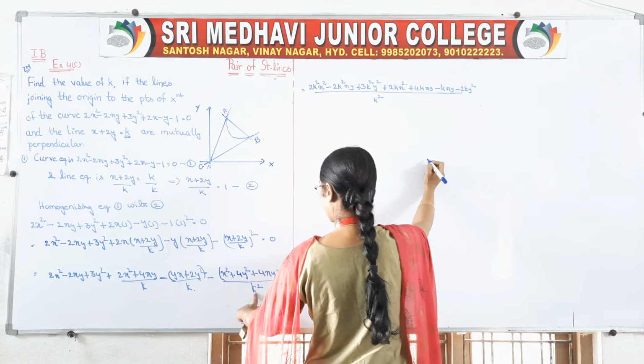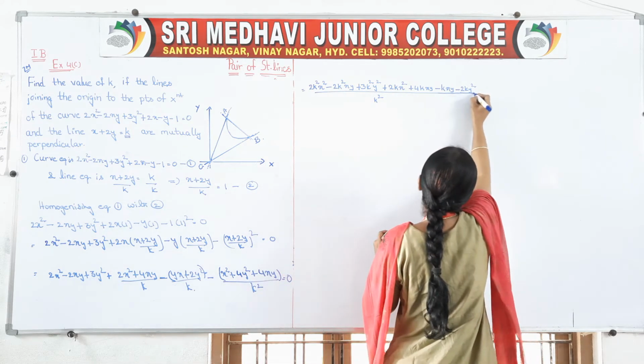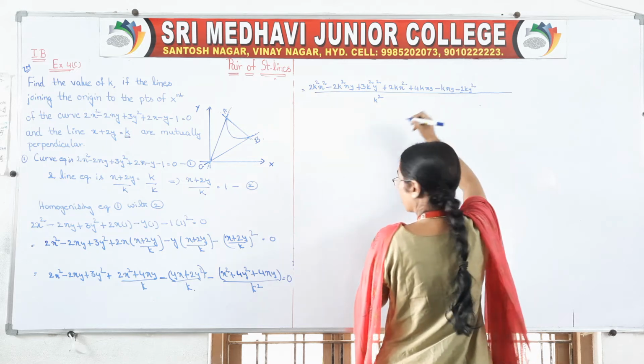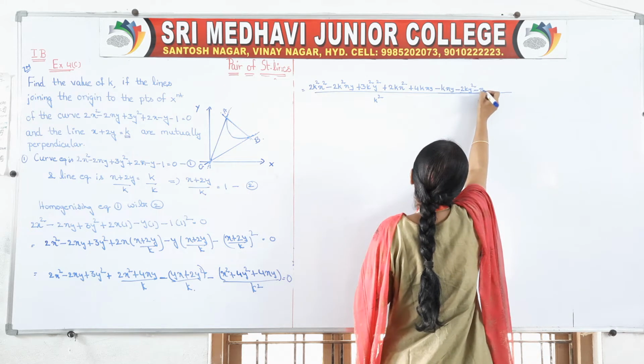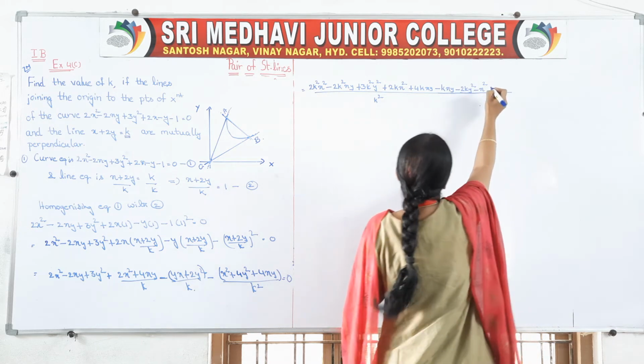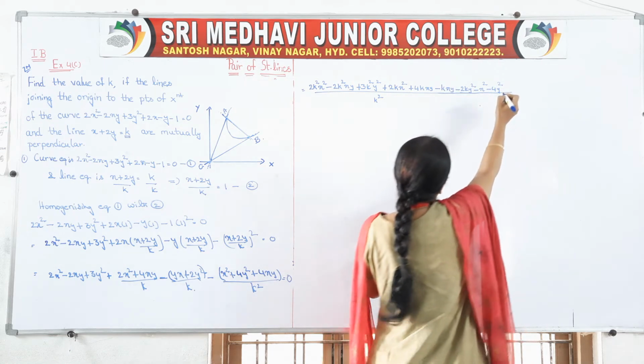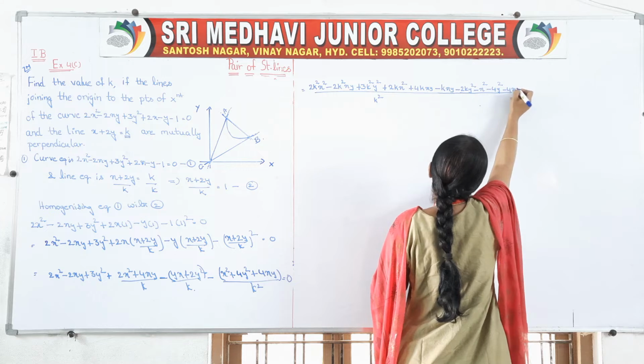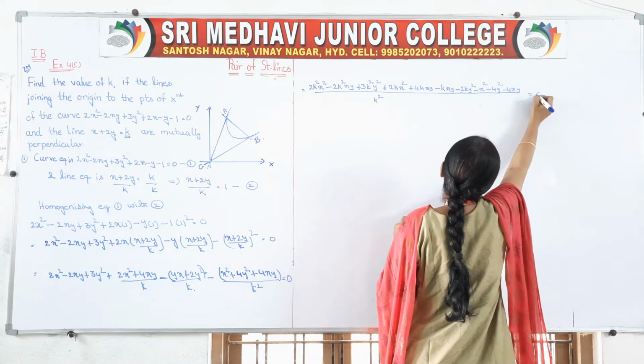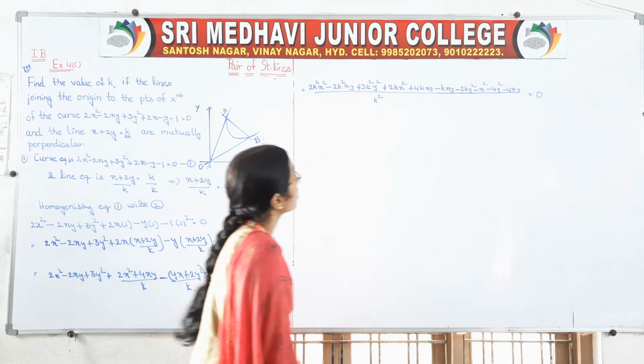This one, as k square is already there, the values as they are we have to take. Just open the brackets: minus x square minus 4y square minus 4xy is equal to 0.